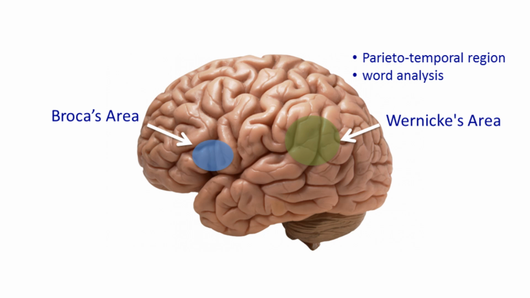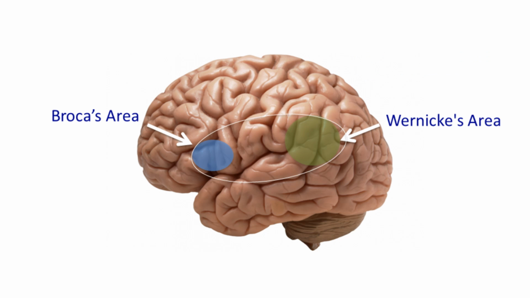This area is also known as the parieto-temporal region, which is involved in word analysis or the conscious decoding of words. This region is critical in the processing of letter-sound correspondences necessary for decoding, as well as for comprehending written and spoken language. Together, these 2 areas form a neural loop to control language.